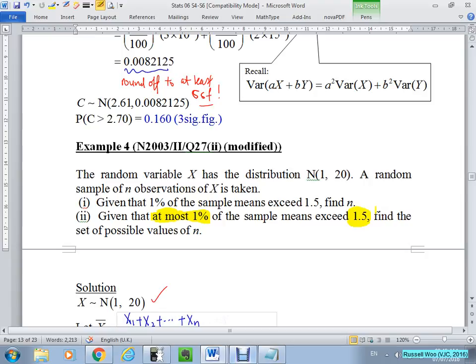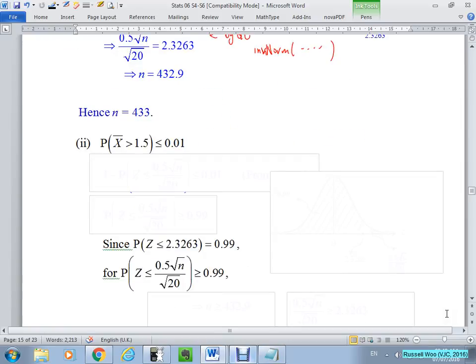Be very careful, okay? Can I have attention? Thank you. At most 1%. So the first line becomes very important. At most means less than or equal. Yes? At most means less than or equal. So we form this. The only difference between part 1 and part 2 is this inequality sign. At most 1% of the sample mean exceeds 1.5. Correct?